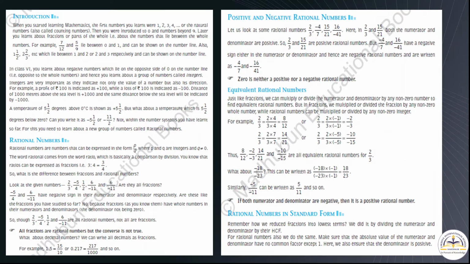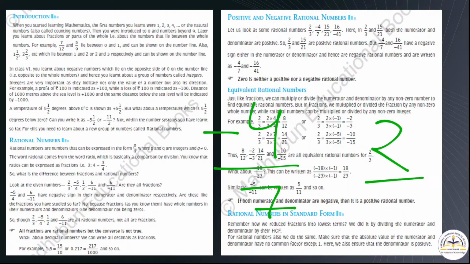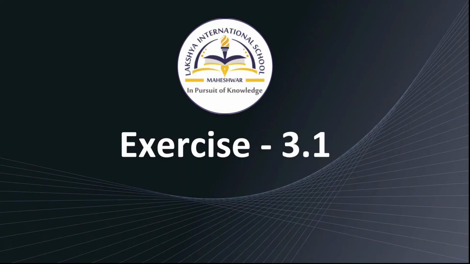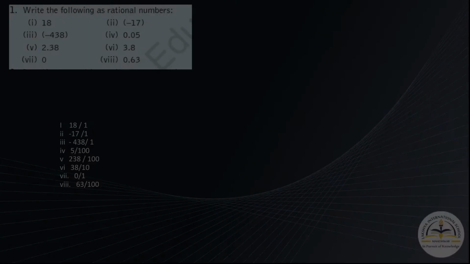Now the positive and negative rational numbers. For example, minus 4 by 7 is a negative rational number. 2 by 3 is a positive number. Now on the basis of this concept we will solve exercise 3.1.